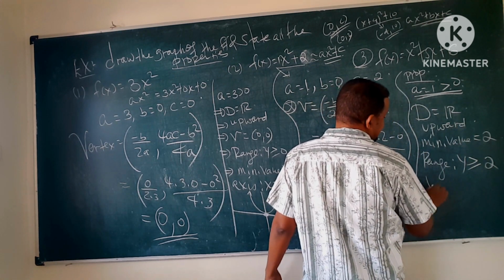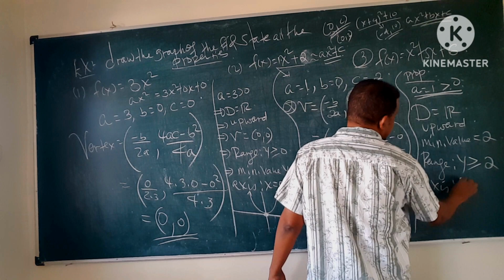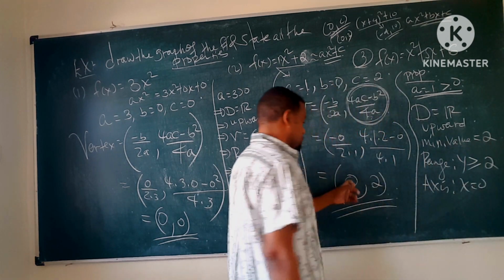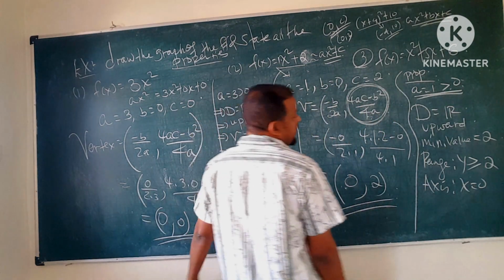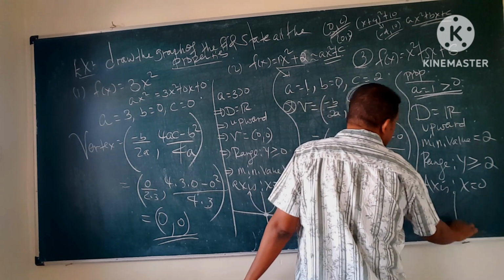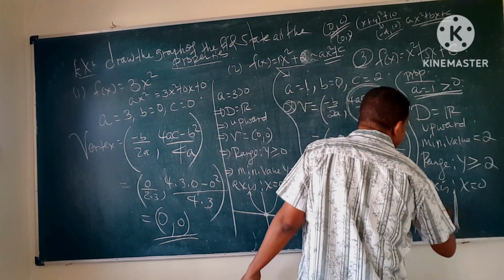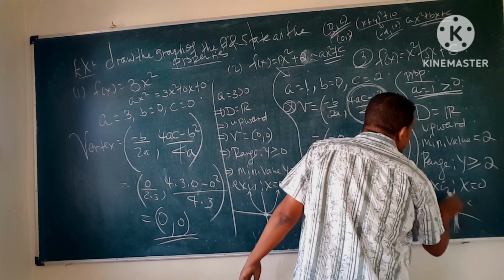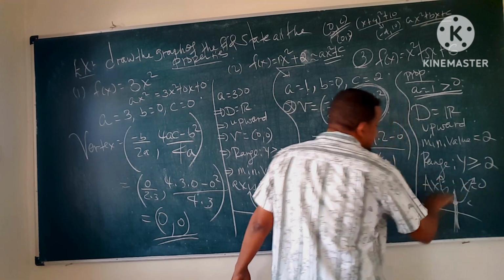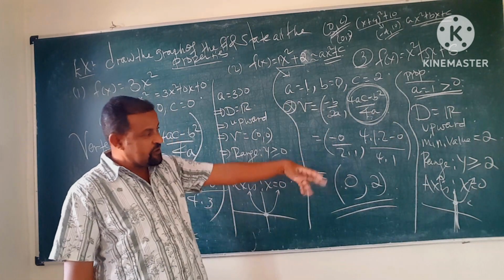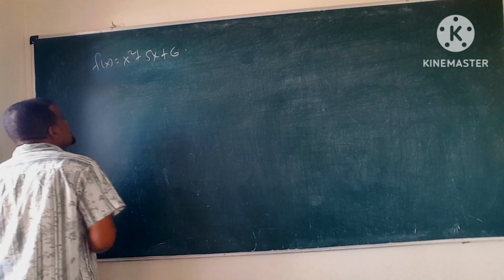And the axis is what? Our axis is x is equal to 0. And finally, for the graph, you mark 2 here and draw the parabola opening upward. Okay, so let's do the third one.